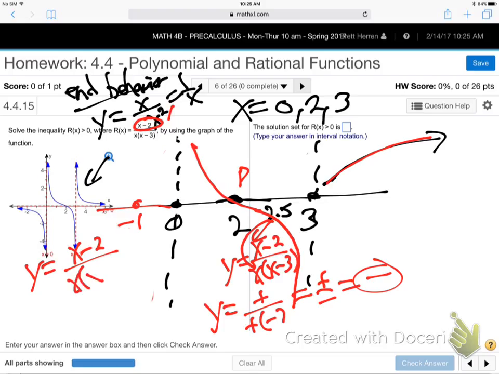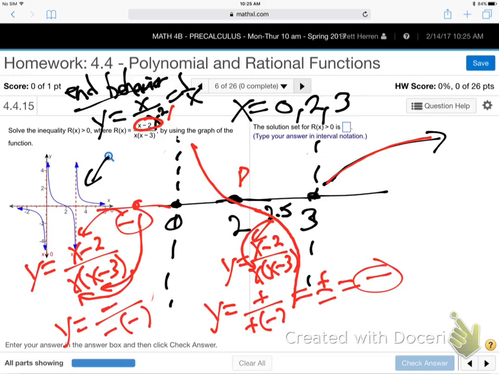X minus 2 over x times x minus 3. Plug in -1. Plug in -1. So I'm just going to do the signs. It'll be negative over negative times negative, right? Everybody okay with that if I plug in -1 there? Right? -1 minus 2 is -3, it's negative. -1 right here is negative. -1 minus 3 is -4, it's negative. Negative over negative times negative. What is that? Negative over positive, negative. So that means it's down here, isn't it?